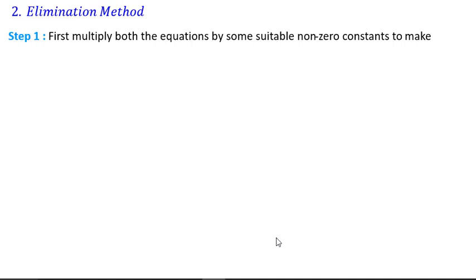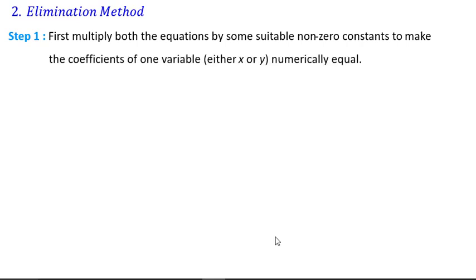First, multiply both the equations by some suitable non-zero constant to make the coefficient of one variable, either x or y, numerically equal. So what is the first step? First step is you multiply both the equations. Now sometimes it does not require multiplying any of the equations. Sometimes it requires only one equation to be multiplied by some number, and sometimes it is required to multiply both the equations by some number. Now what we have to do? We have to keep in mind that we have to make the coefficient of any one of the variables the same. This is our first step. Now when we solve the problem, then you will understand this step clearly.